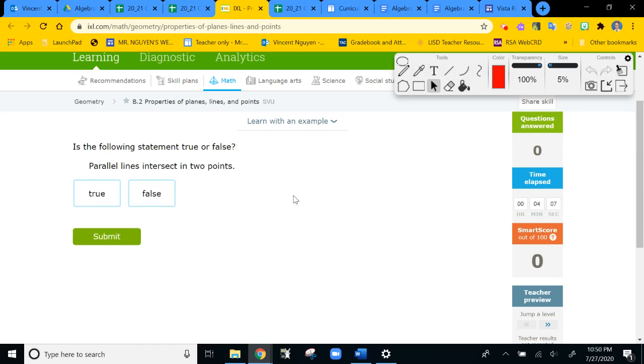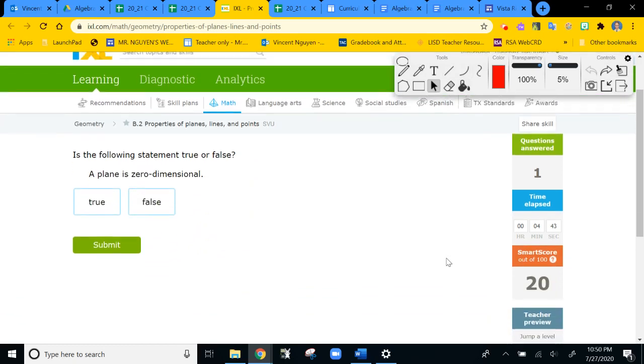It says here, parallel lines intersect in 2 points. As you study your definition, parallel lines are lines that are traveling next to each other, but they never meet because the distance between them is always the same. It's kind of like a ladder. The sides of your ladder are parallel, so they will never actually meet. So this is a false statement. They don't meet anywhere. So I'm going to say false. Submit.